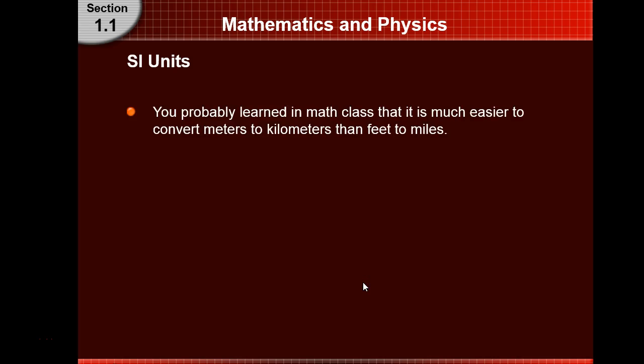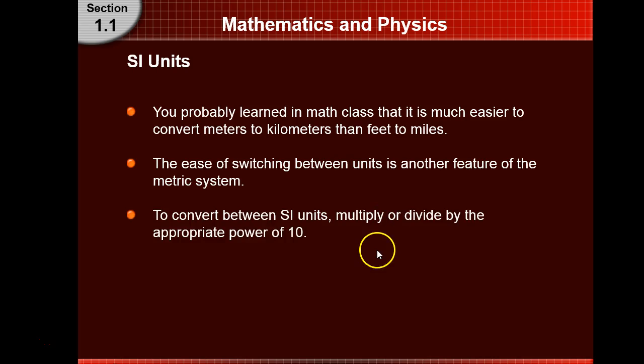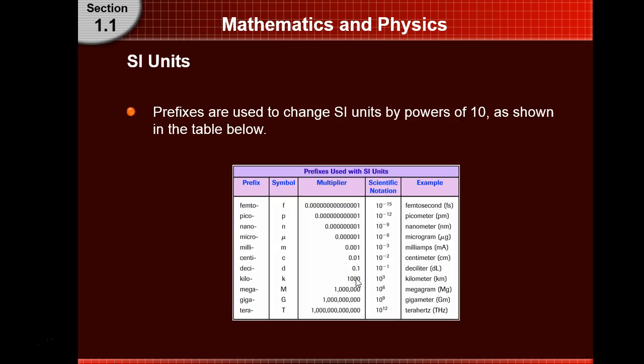So SI units. You probably learned in math class that it's much easier to convert meters to kilometers than feet to miles. The ease of switching units is another feature of the metric system. To convert SI units, you have to multiply or divide by a power of 10. This is all review. I hope this is not boring you to death, but we have to review it. So prefixes are used to change SI units by powers of 10 as shown in the table below. This is something that maybe we need to put up on the wall so we can refer to it in the future, because we'll need this table.